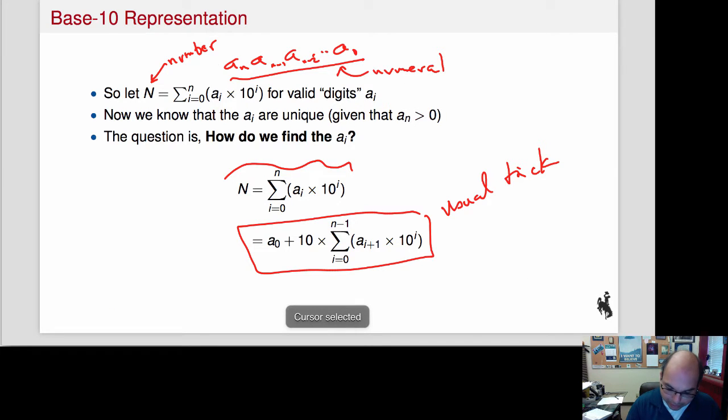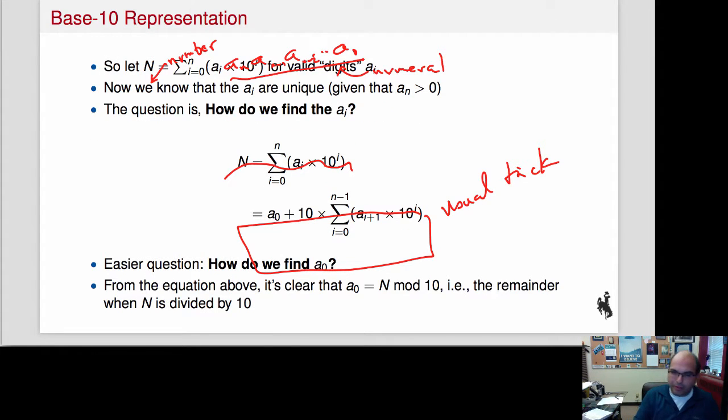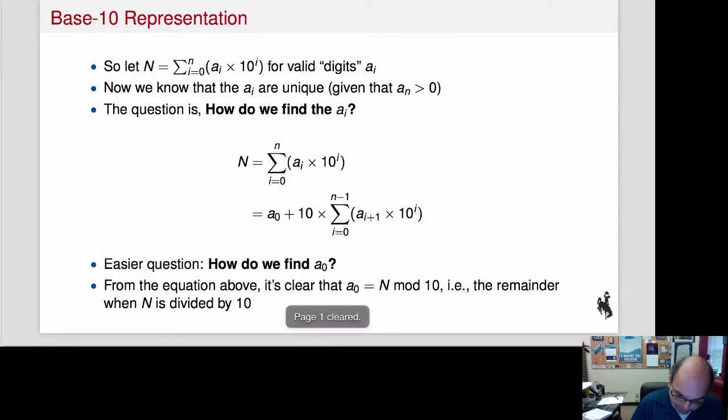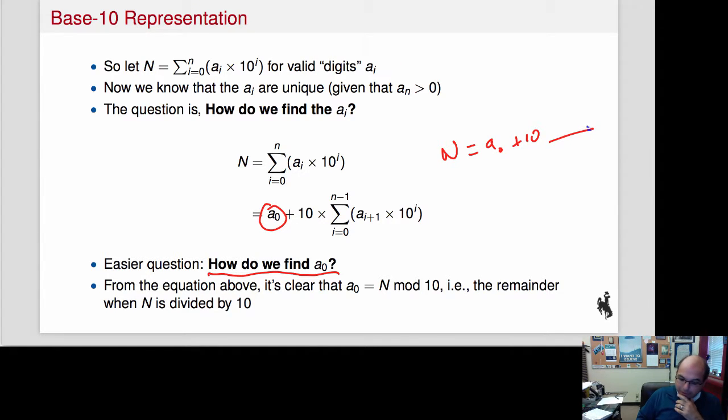And now what can we do? Instead of worrying about the entire list of a's, we're just going to worry about a0. This is what we're focusing on. How do we find a0, which is right here? As you see from the equation, it looks like n is equal to a0 plus 10 times something. So what that means is that a0 is actually the remainder of n when you divide it by 10.